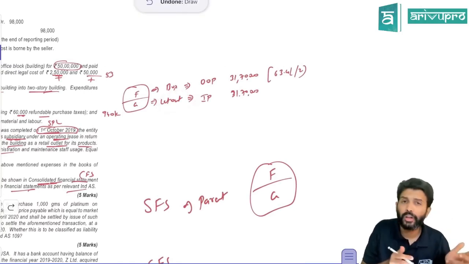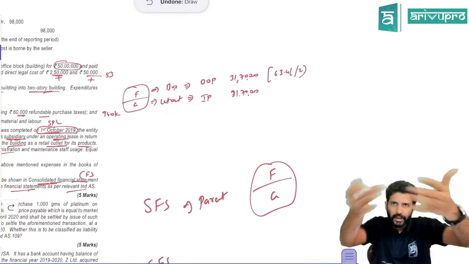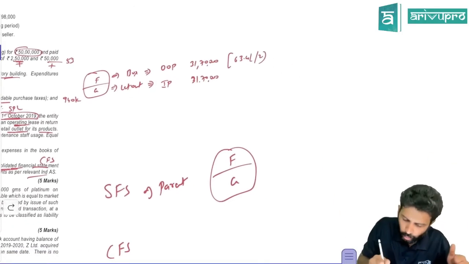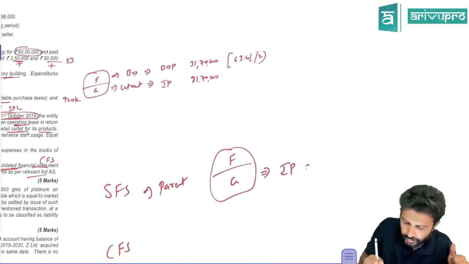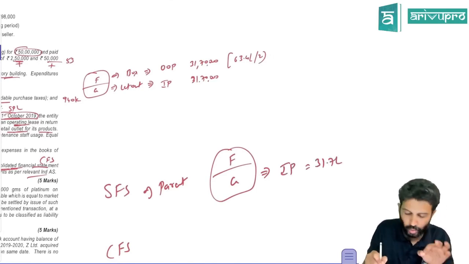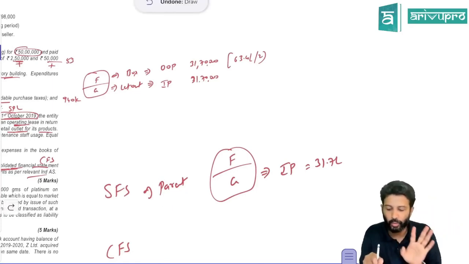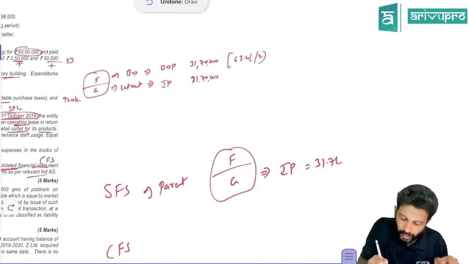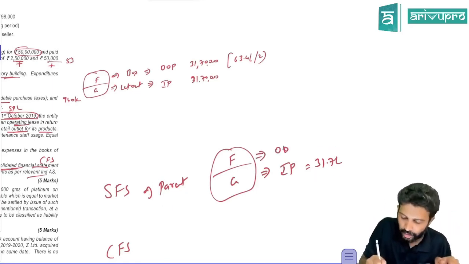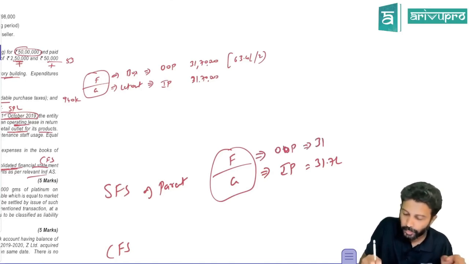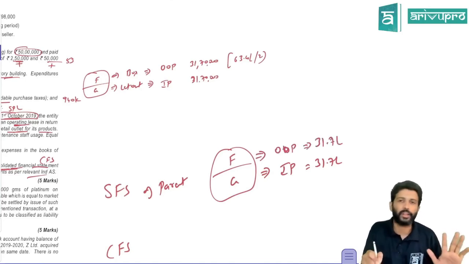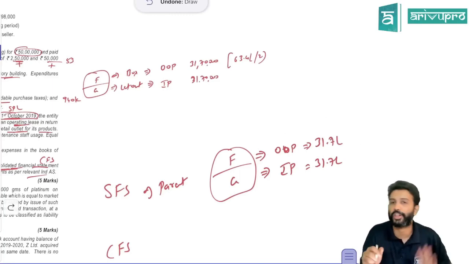Ground floor they let out. So from the parent perspective, they've let it out and they're earning rental income. That means the ground floor of 31 lakh 70,000 will be shown in their financial statement. In the parent's separate financial statement, the ground floor will be shown as an investment property. And the first floor they've used for the business purpose, so it is owner occupied property or PPE. So PPE will come in your balance sheet for 31 lakh 70,000. So in parent books, this is the classification.